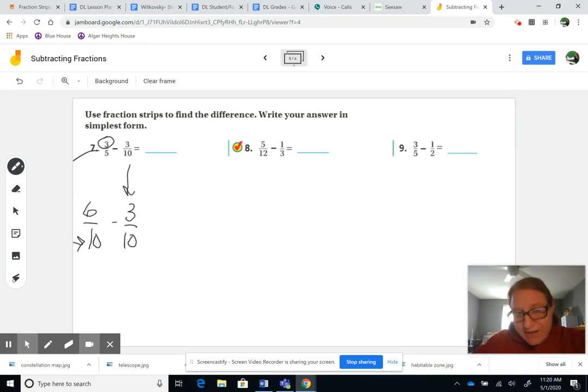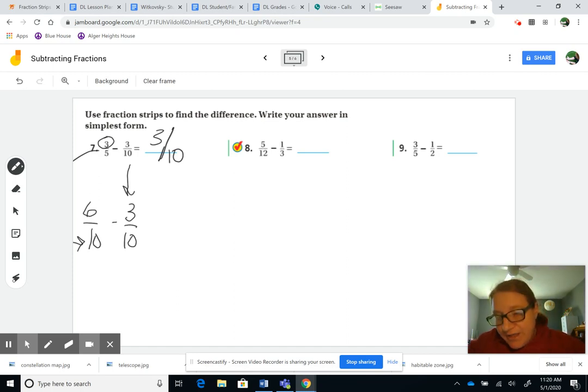And now we can subtract 6 minus 3 because they're both in tenths form. And 6 minus 3 is 3. And our denominator is 10. 3/10 is in simplest form. Let's look at twelfths. 5/12 minus 1/3.